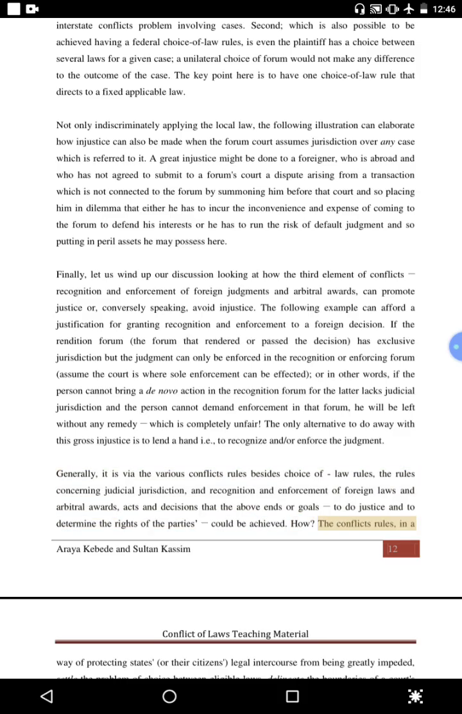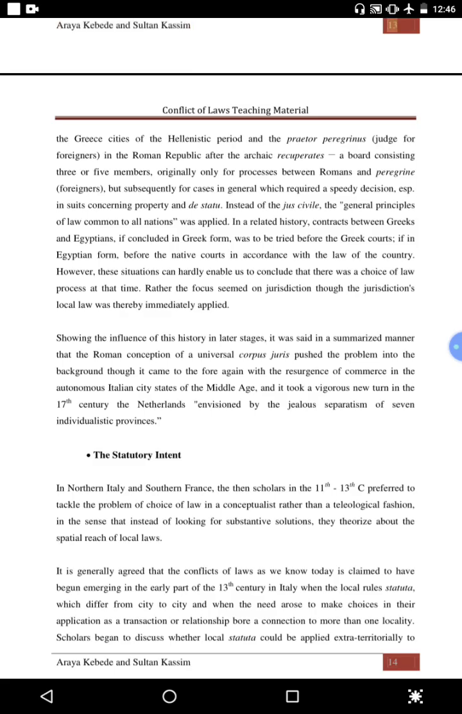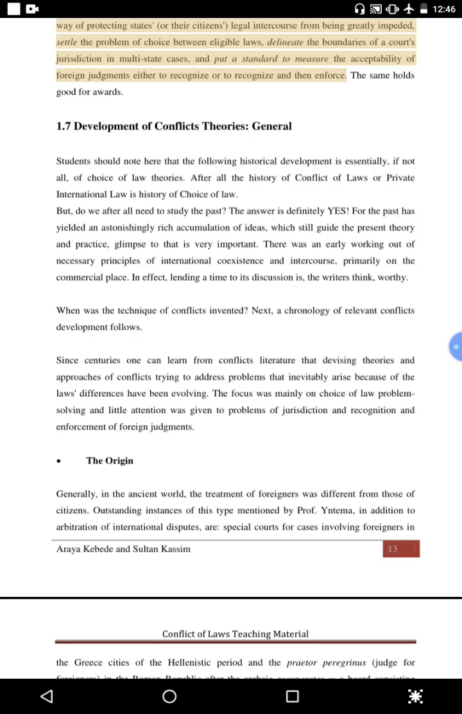How? The conflicts rules, in a way of protecting states, or their citizens, legal intercourse from being greatly impeded, settle the problem of choice between eligible laws, delineate the boundaries of a court's jurisdiction in multi-state cases, and put a standard to measure the acceptability of foreign judgments, either to recognize and then enforce. The same holds good for awards.